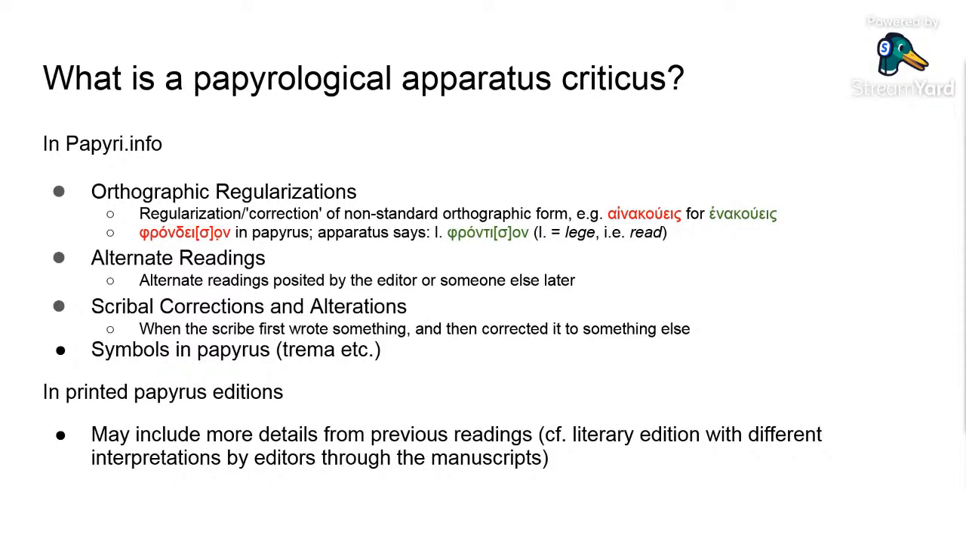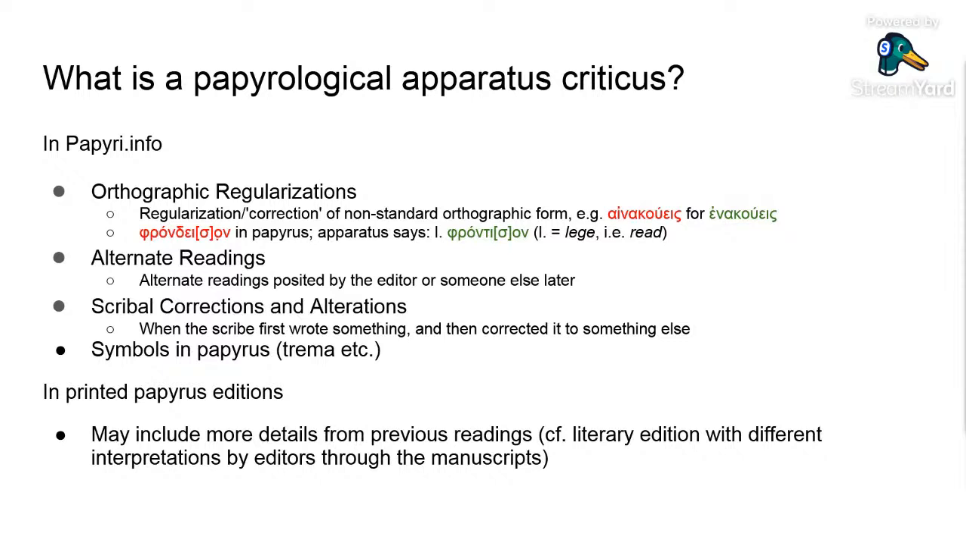Editors are not always certain what something is, so they are perhaps suggesting many different things. And then we can mark scribal corrections there, alterations made by the ancient scribe. So it's sometimes visible there that the scribe wrote something first and then crossed it over, for example, and corrected it to something else. And then we might have information like that there is some sort of symbol attached to the word, like a dialysis trema.